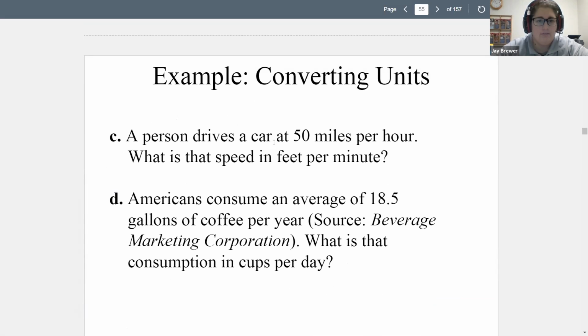And then a person drives a car at a speed of 50 miles per hour. What is the speed in 50? Nope. In 50. Oh my goodness. In feet per minute. Wow. You can tell I did not do my examples out loud today because talking to myself would probably be pretty weird. So my mouth has not been working right now.